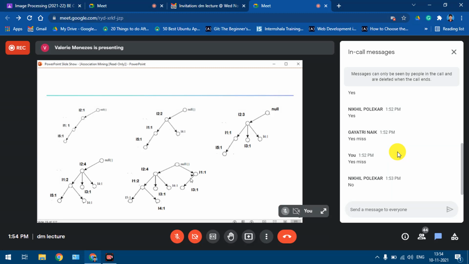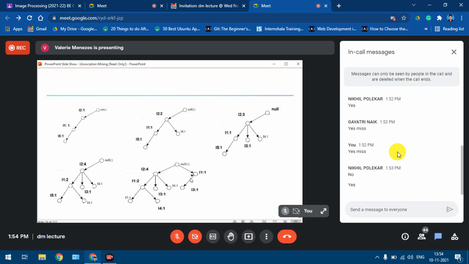Then the next transaction is I2, I3. Now, do we have already a branch I2, I3? The next transaction, the sixth transaction, is I2, I3. Do we have a branch I2, I3?